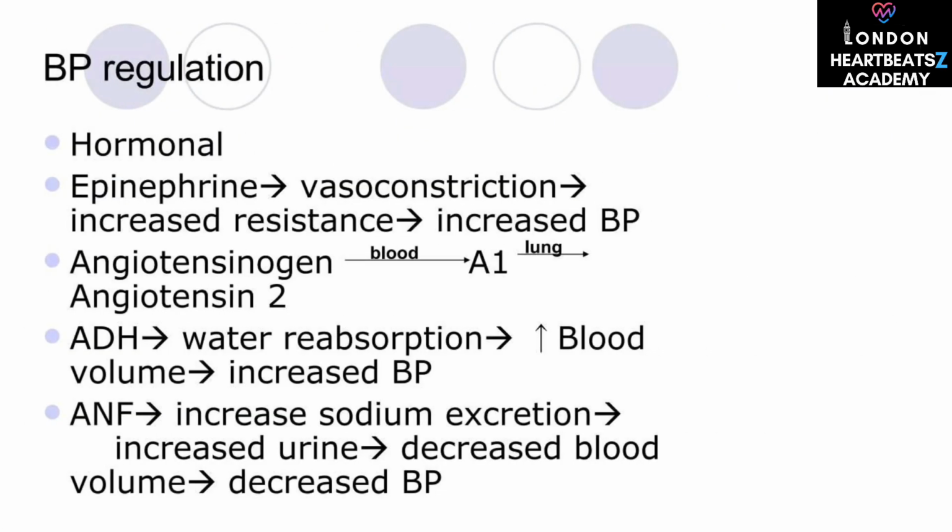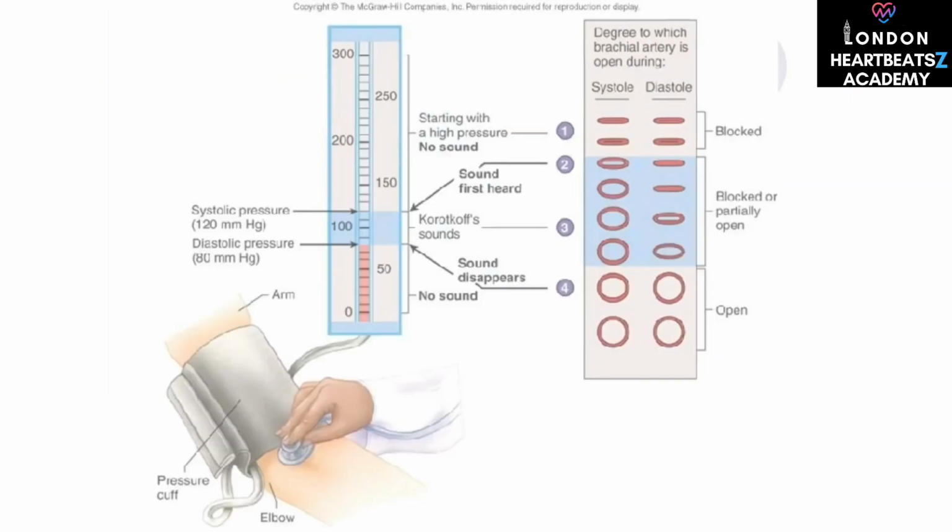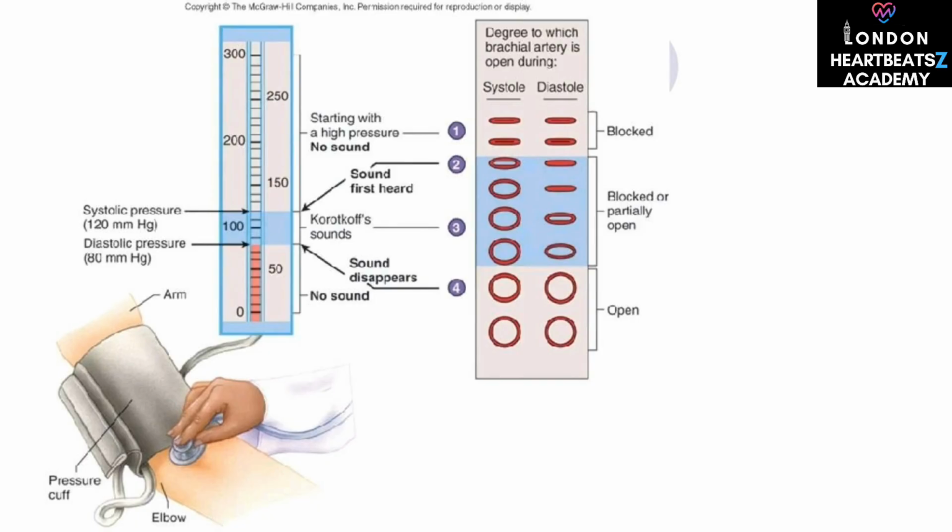Pulmonary circulation involves blood being pumped from the right ventricle to the lungs via the pulmonary artery, where gas exchange occurs, and then returning to the left atrium via the pulmonary vein. This visual representation shows the pulmonary circulation path, differentiating it from systemic circulation.